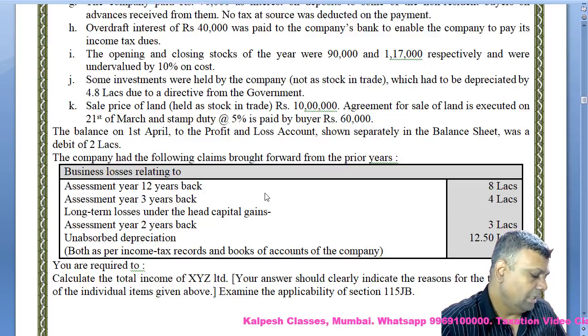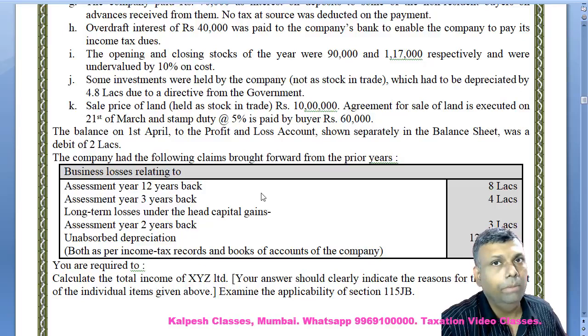You are required to calculate the total income of XYZ Limited. Your answer should clearly indicate the reasons for the treatment of the individual items given above. Examine the applicability of 115JB.